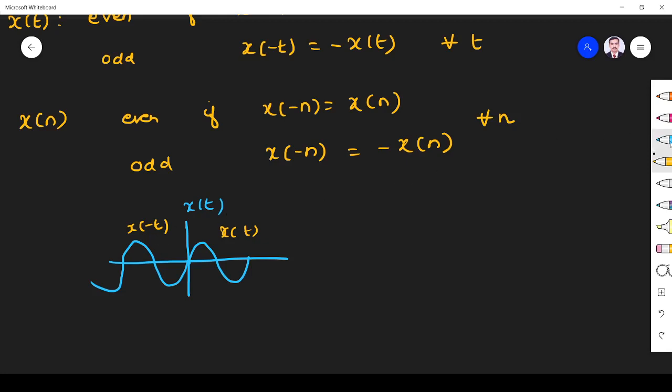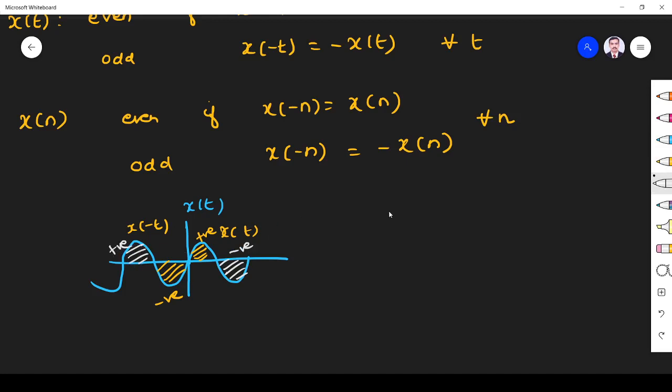Here you see the first half. Let us take the first half, with 0 as the reference. The first half is positive, whereas here the first half is negative. Similarly, with the same value, here the second half is negative and here the second half is positive.